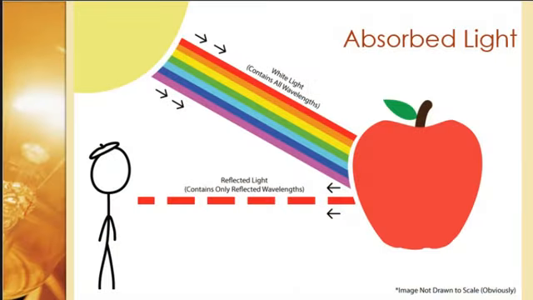Absorbed light, we have all visible light coming in. In this particular case, we have a red apple. It turns out all the wavelengths are going to be absorbed by the apple except for red. And because of that, the red is reflected, and that's why the apple's red. All right, so that's how color works. It's because this particular apple is going to absorb most of it and reflect part of it.